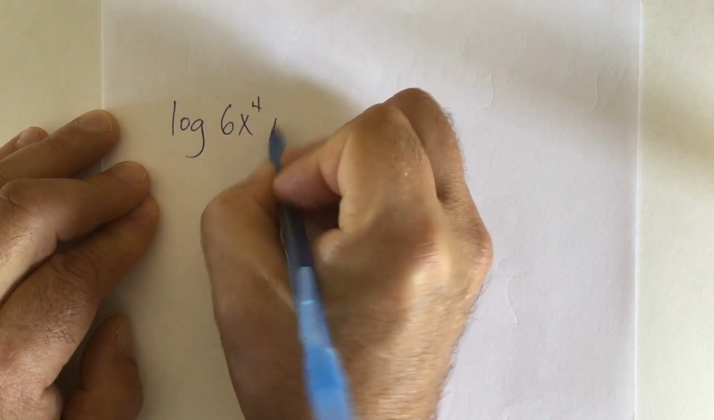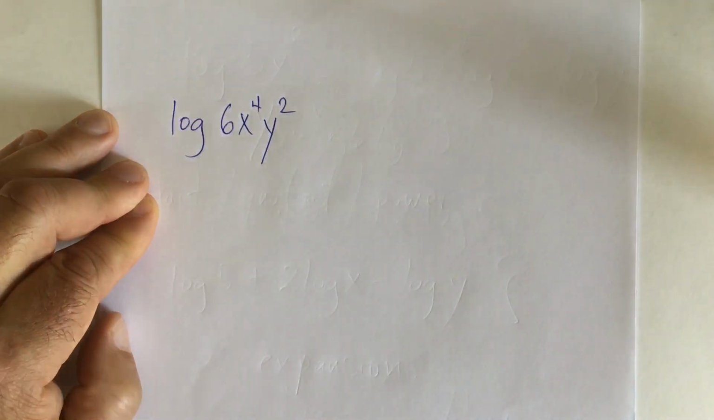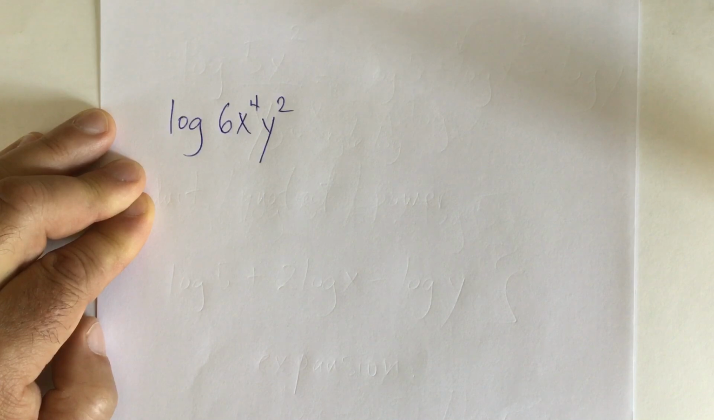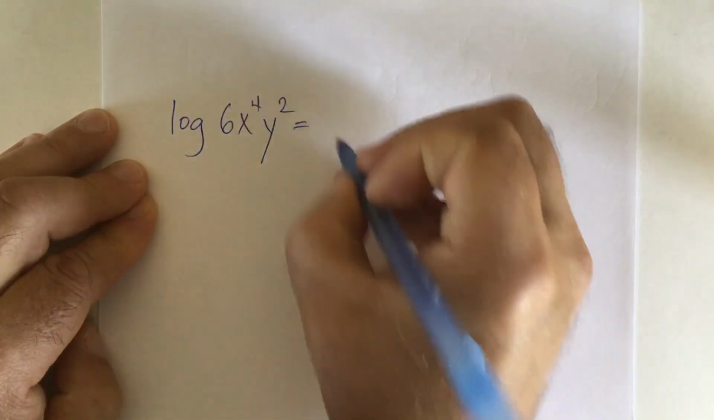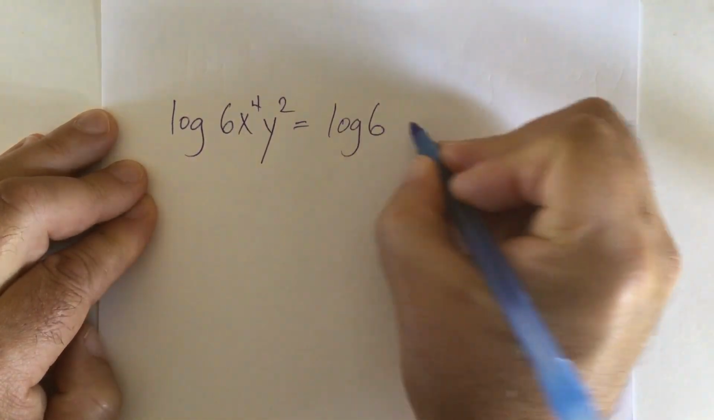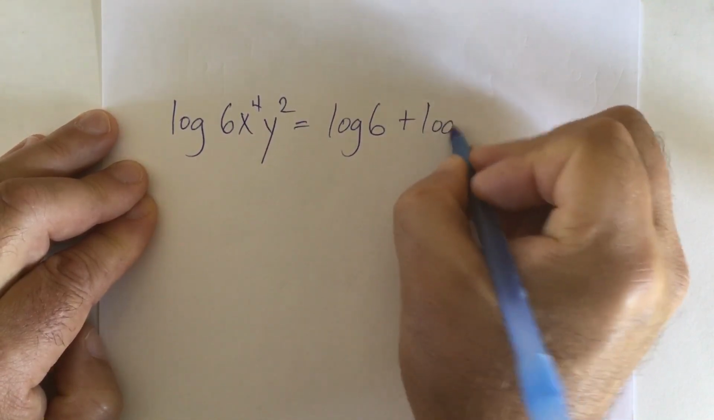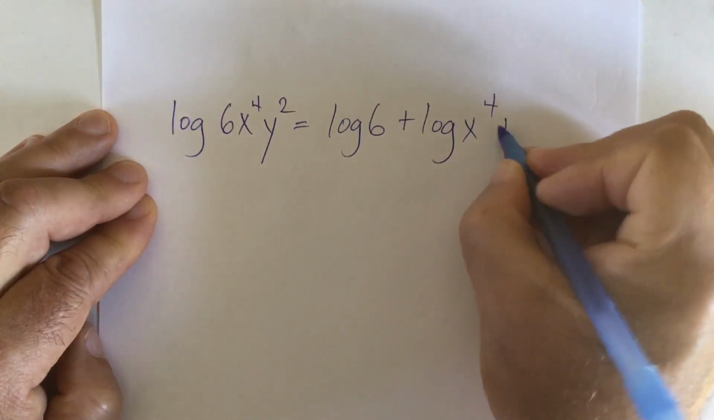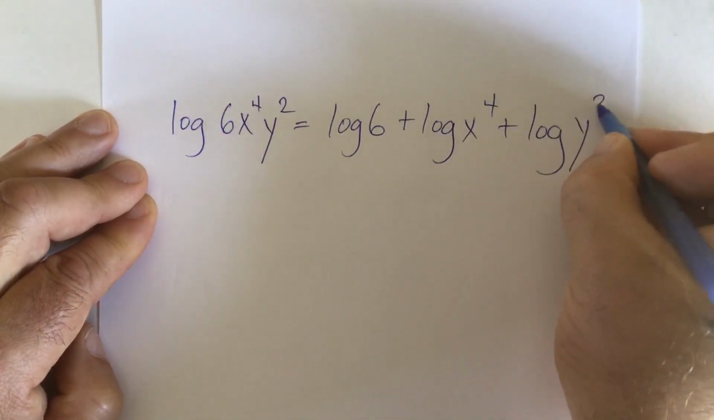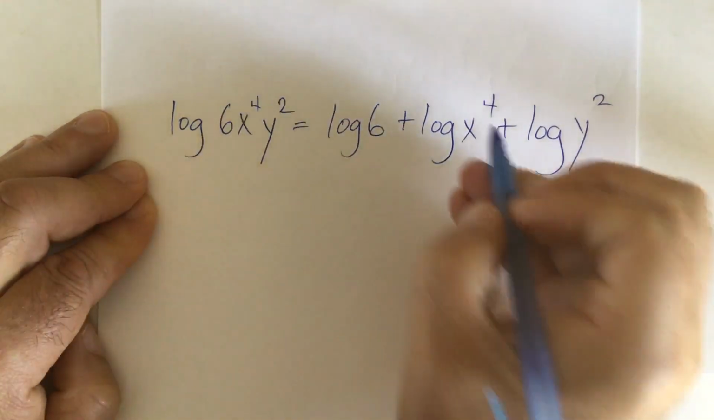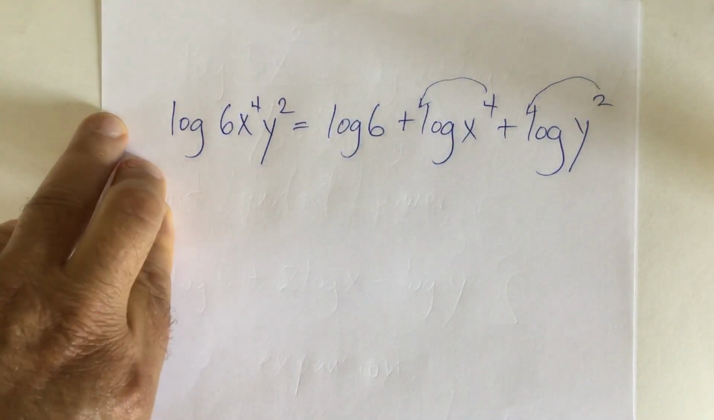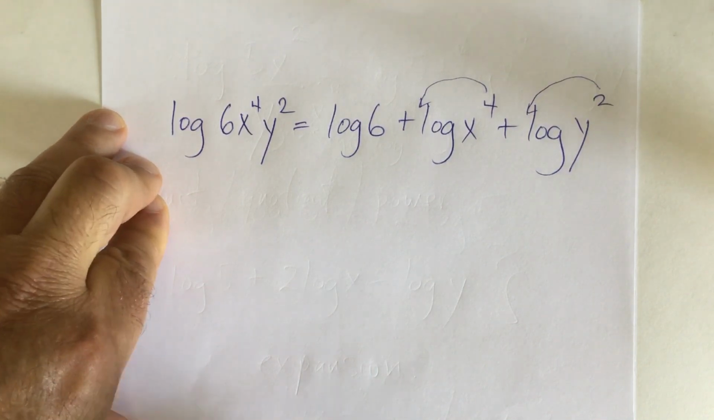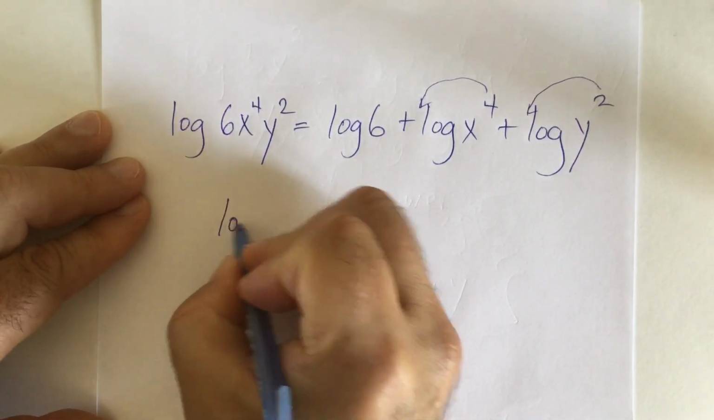6x to the 4th y squared. Well, guess what? There is no quotient this time. I didn't put a quotient in here. This is just the product rule, so I could say this is all multiplied. So log 6 plus log x to the 4th plus log y squared. But we're not done until we bring the power down. When you write an expansion using logarithms, you're supposed to employ every single trick you have. So my final answer would look like this.